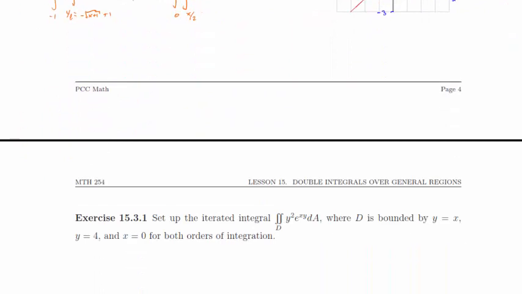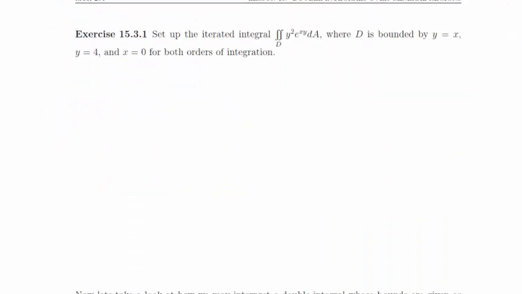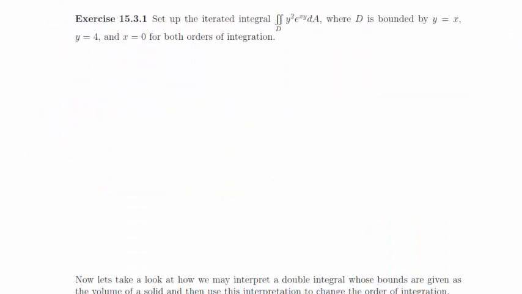Okay, so an exercise for you. Exercise 15.3.1, set up the iterated integral, the double integral of y squared e to the xy dA over the domain D, where D is bounded by y equals x, y equals 4, and x equals 0 for both orders of integration. So this does not say to evaluate. We just want to see the setup for both orders of integration.